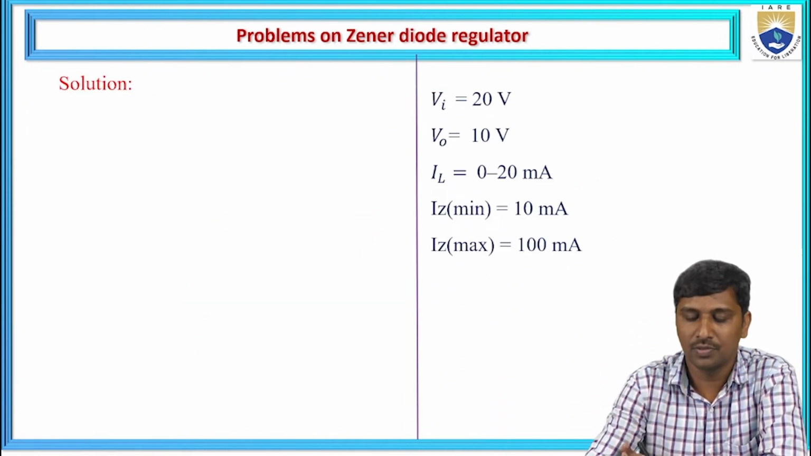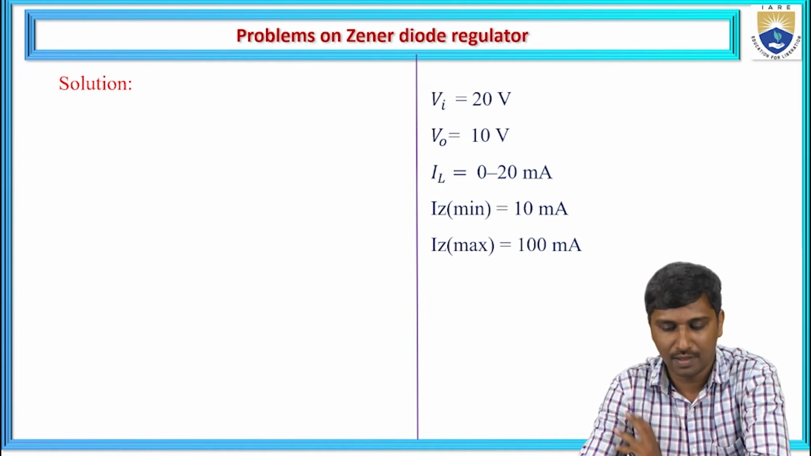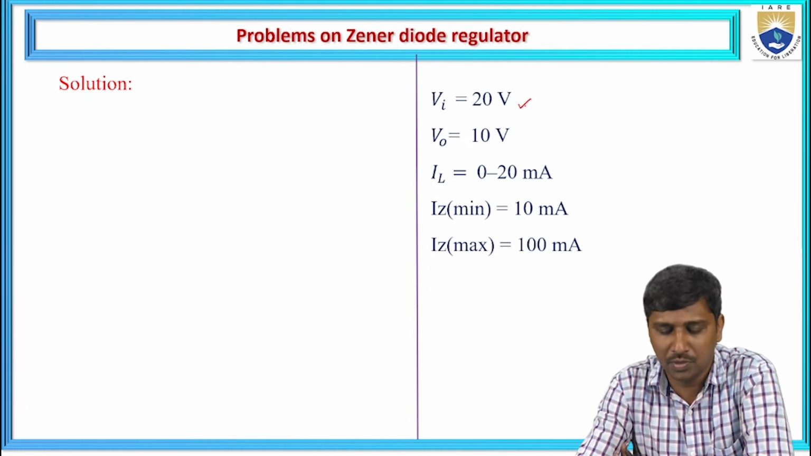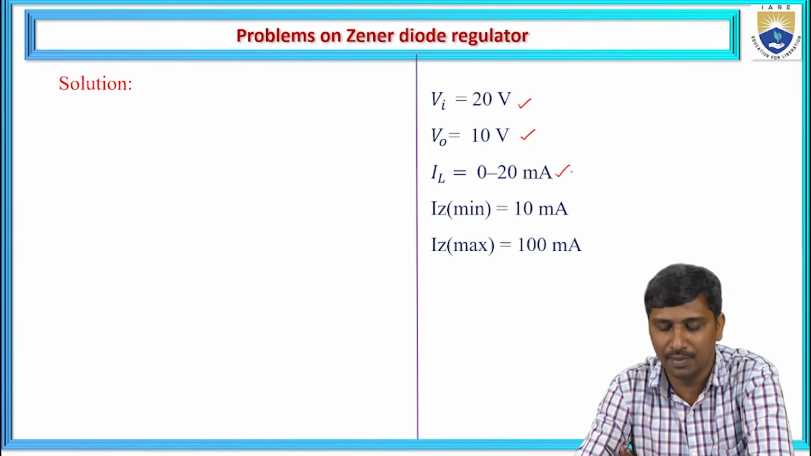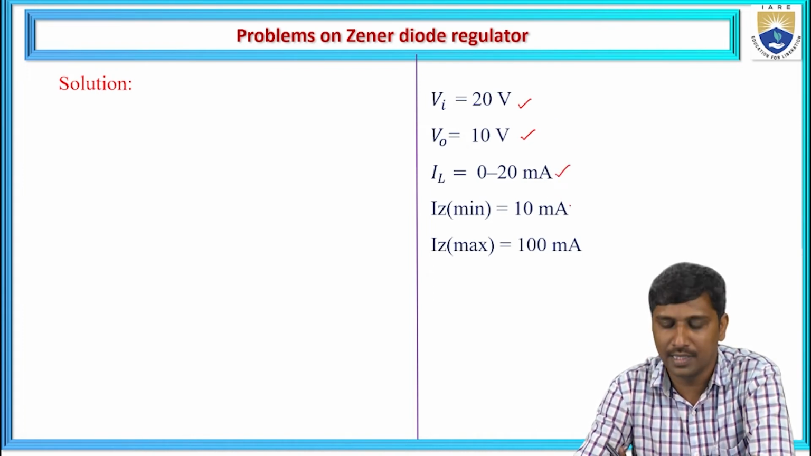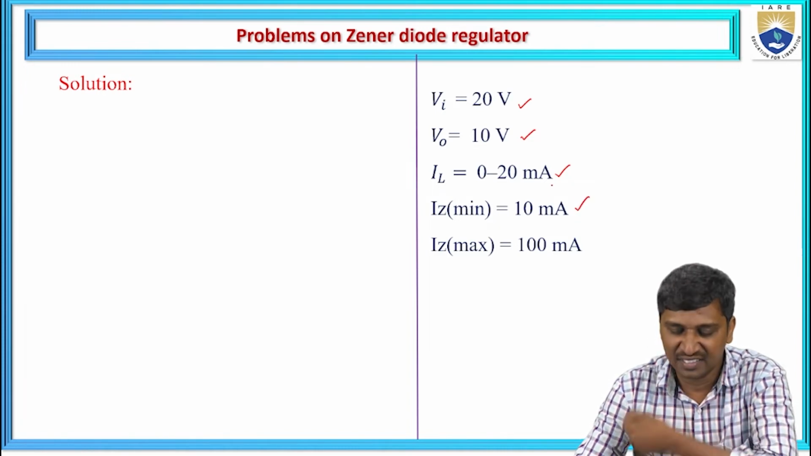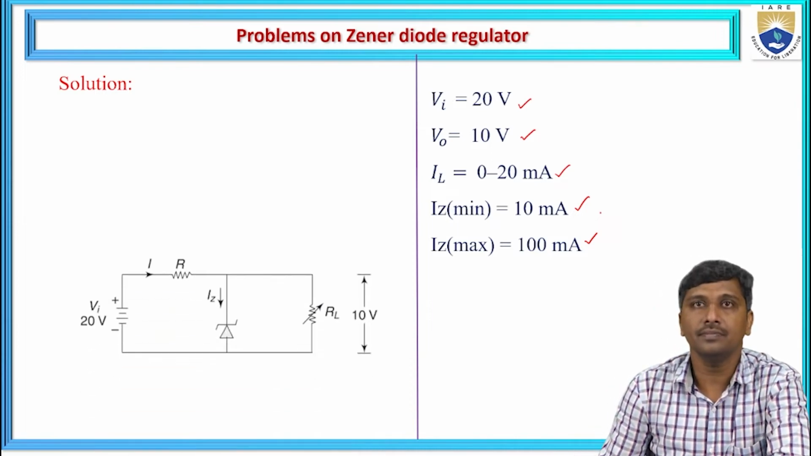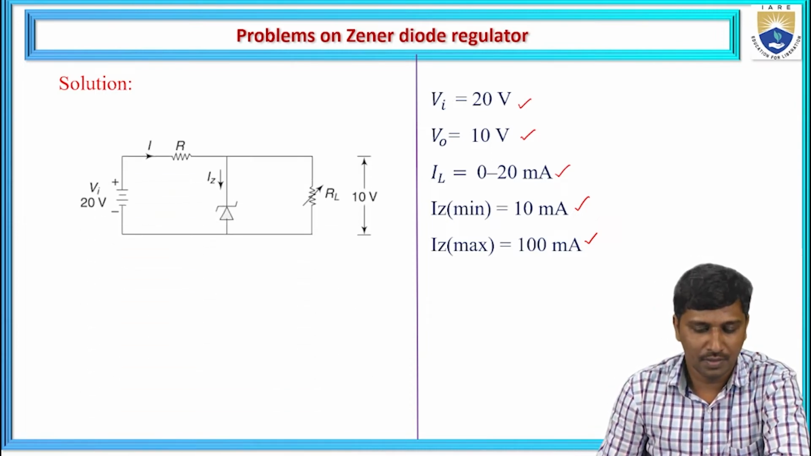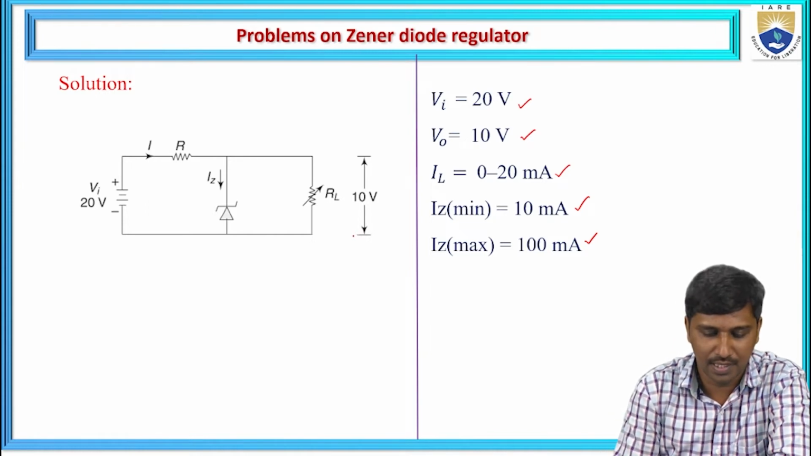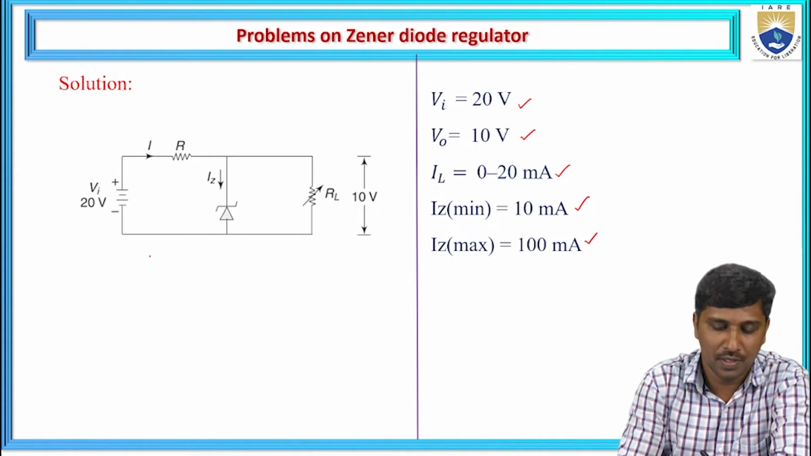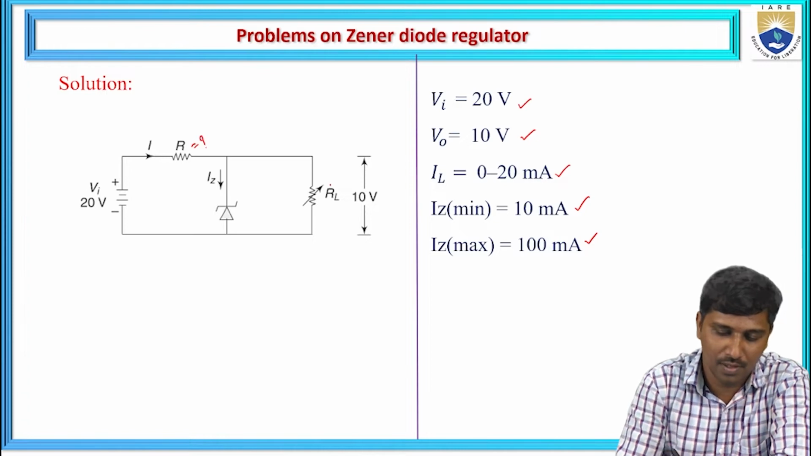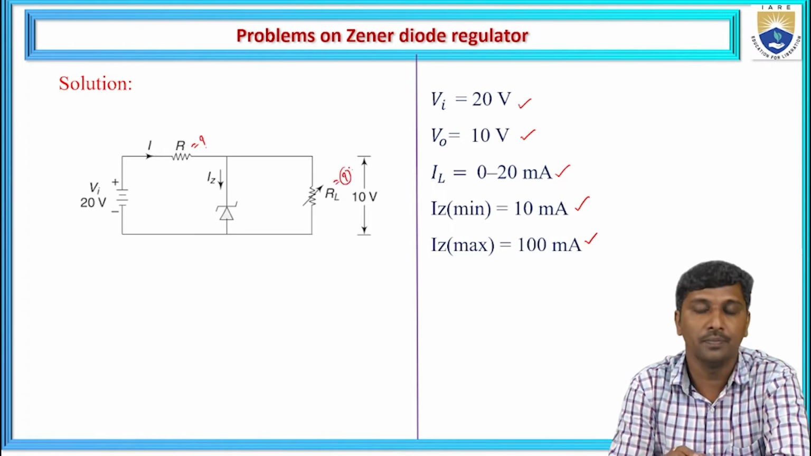Now first I write down the given specifications. Input voltage is 20 volts, output voltage is 10 volts, and the load current is 0 to 20 milliamperes. IZ minimum is 10 milliamperes. IZ maximum is 100 milliamperes. So this is a given circuit, and here we need to calculate the R value and RL value.